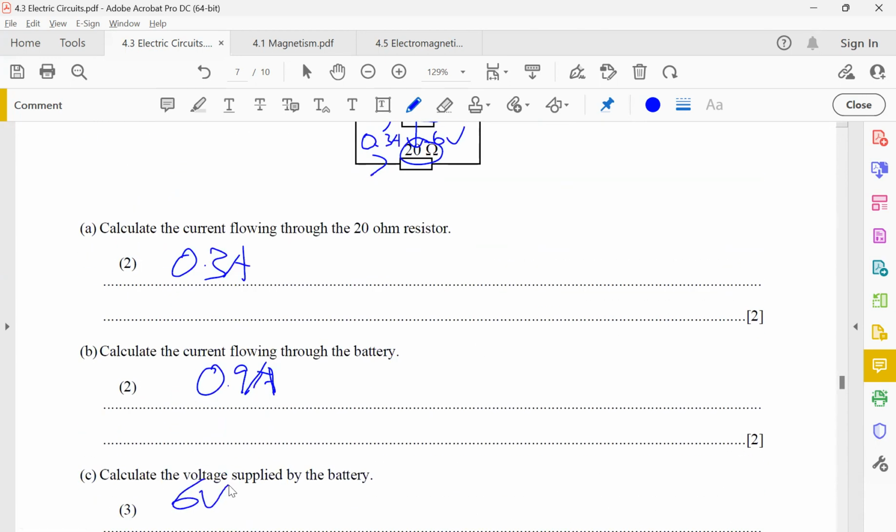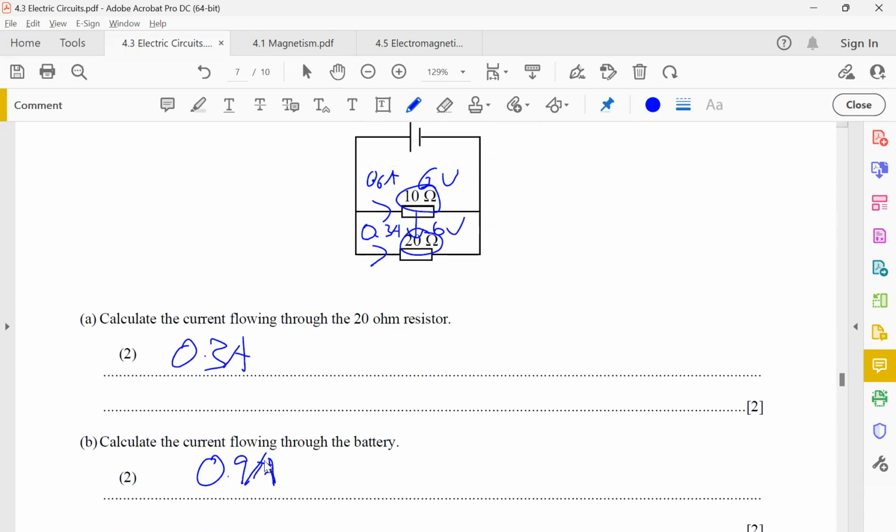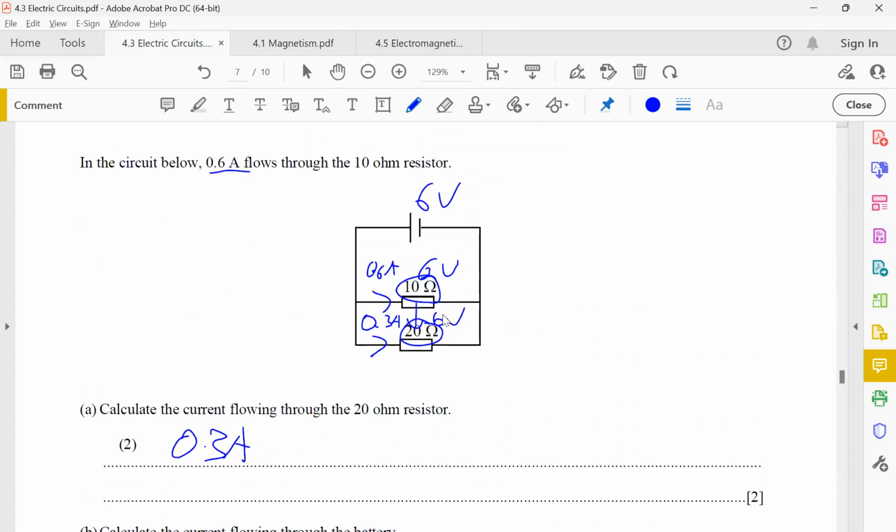Six on? Oh, because they are in parallel. You could use the current and resistance here to find 6 volts, or you could use the resistance and current here to find the 6 volts.